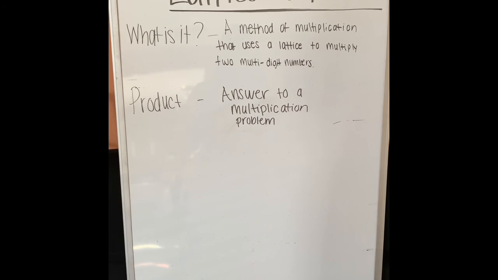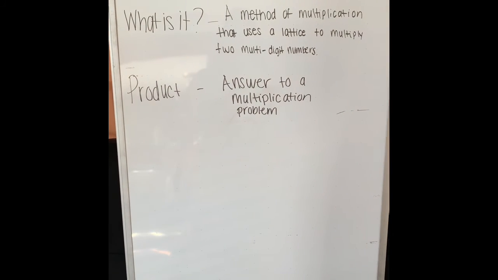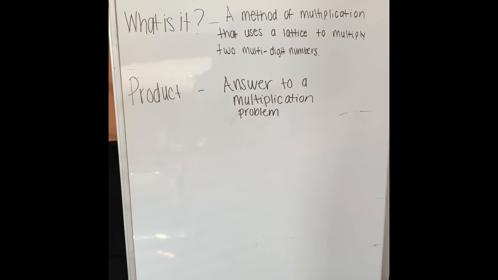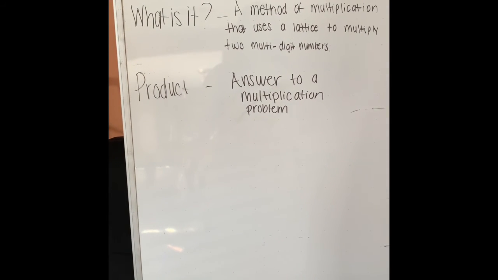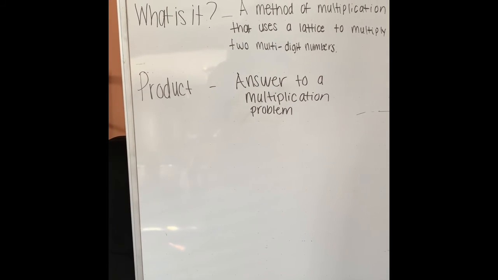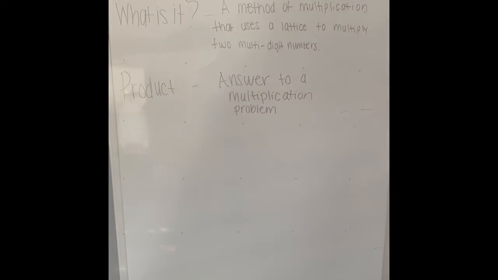Next to it I put what is it. So lattice multiplication is a method of multiplication that uses a lattice to multiply two multi-digit numbers. And I put product. Product is just the answer to a multiplication problem. I'll be showing you how to set up a lattice multiplication problem.